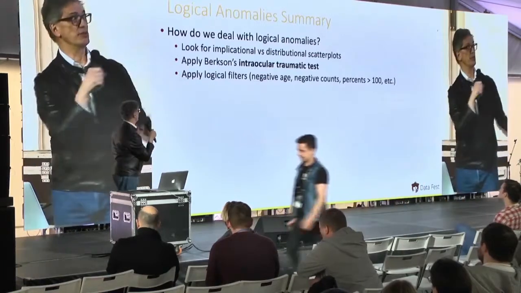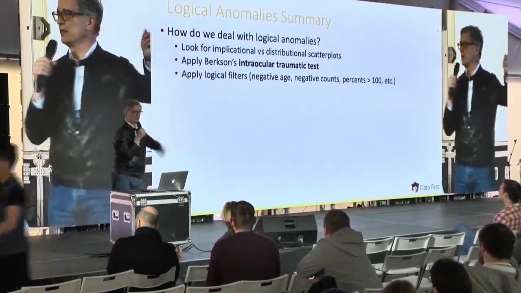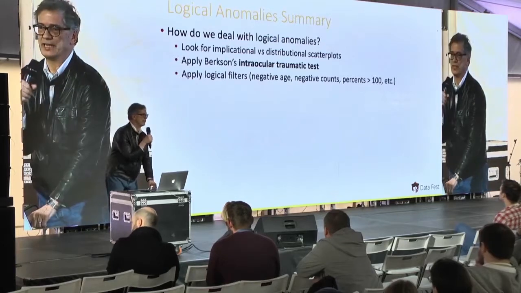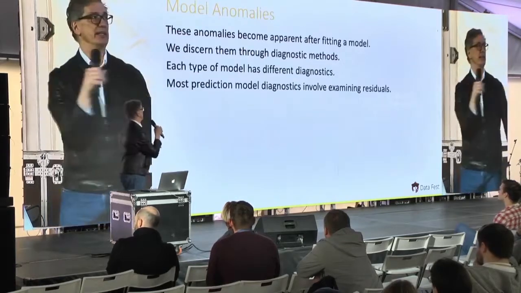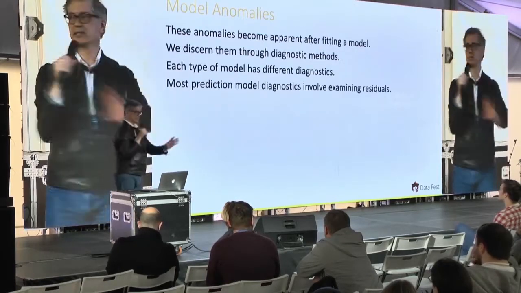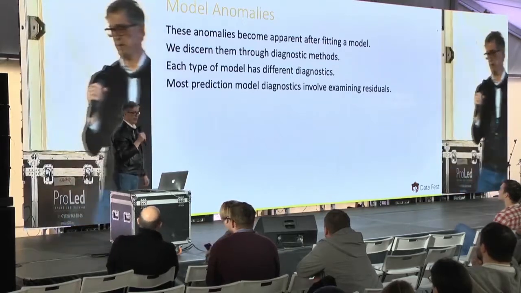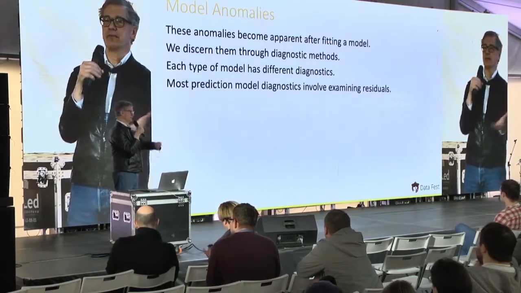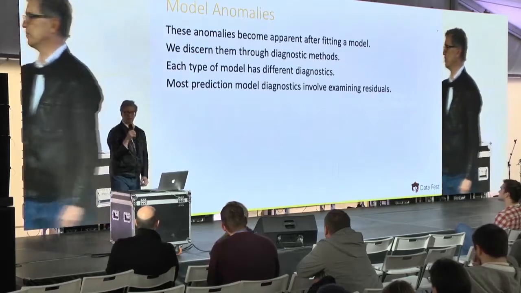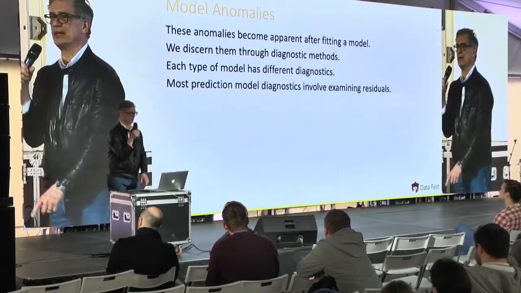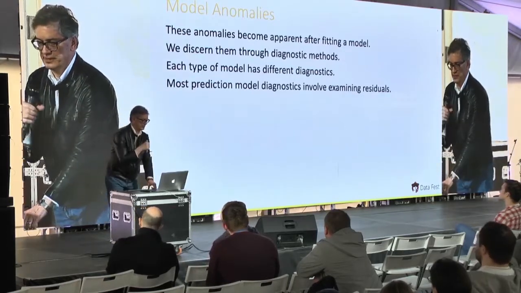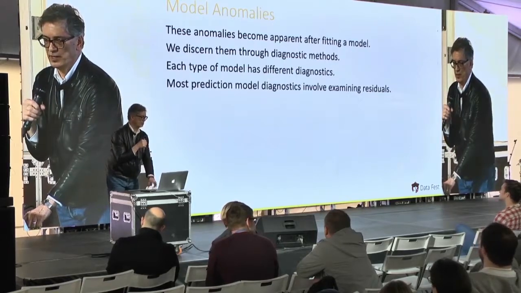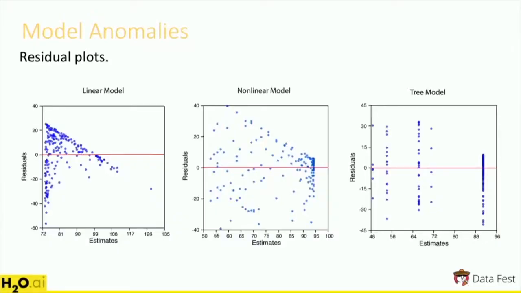Now, you can also apply logical filters, but those kinds of things, when you do data prep, wouldn't have caught the age scatter plot. Let's get on to model anomalies. These are the things that appear after you fit a model. And I'm sure many of you have looked at this issue. I want to show you residual plots, which unfortunately do not appear in many publications.